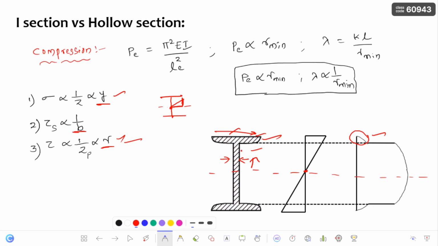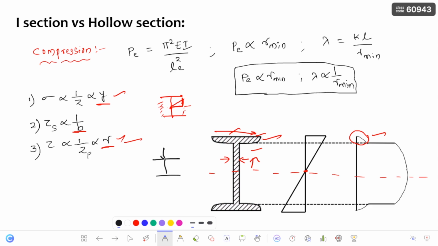And coming to the torsional shear stress, in the I section there is no cross section provided at the periphery of the section. So there is no such area in the I section to resist the torsional shear stress. So the problem with the I section is that it does not have high torsional resistance. So it is not preferred whenever torsion is going to act on the structural element.